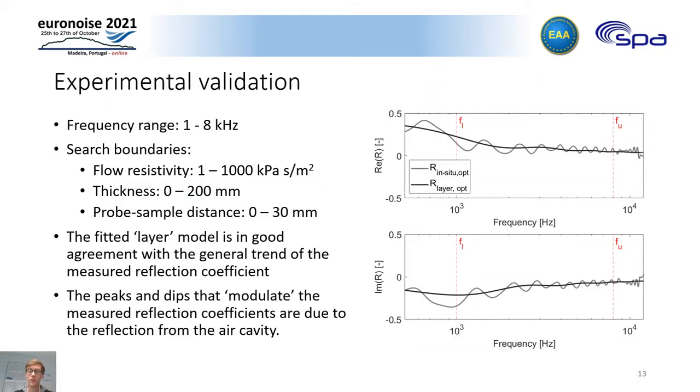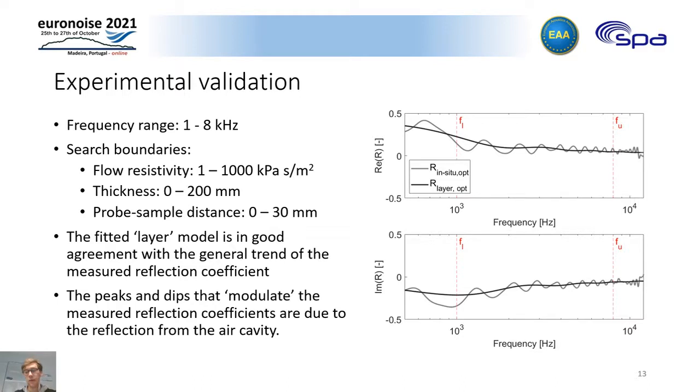So once the reflection coefficient was measured, the model fitting was performed in the frequency range of 1 to 8 kHz, and we had, of course, some search boundaries, which were encompassing most of the commonly used porous material properties that are used in room acoustics. As for the probe to sample distance, we measured it quite close to the surface of the system, so we used from 0 to 30 millimeters.